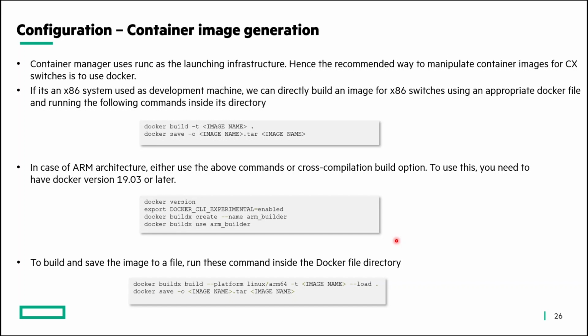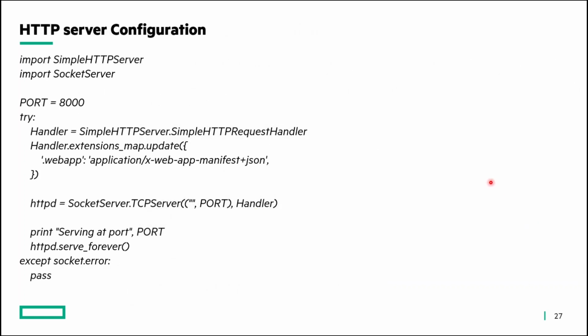Container Manager uses runc as the launching infrastructure. Hence, the recommended way to manipulate container images is to use Docker. If you're using an x86 system as a development machine, then I would recommend you follow the below steps. And if you're using an ARM architecture, you need to make sure you have a Docker version of 19.03 or later, and below are the commands to build your container image. And finally, you will save the image using these commands. Here is a sample HTTP server configuration for your reference.